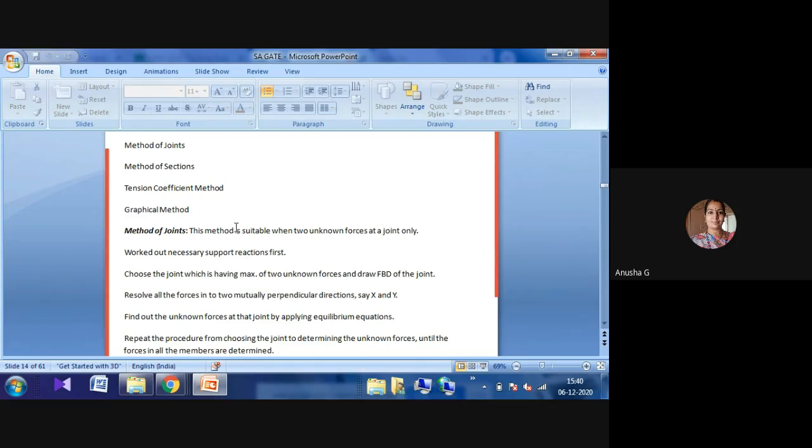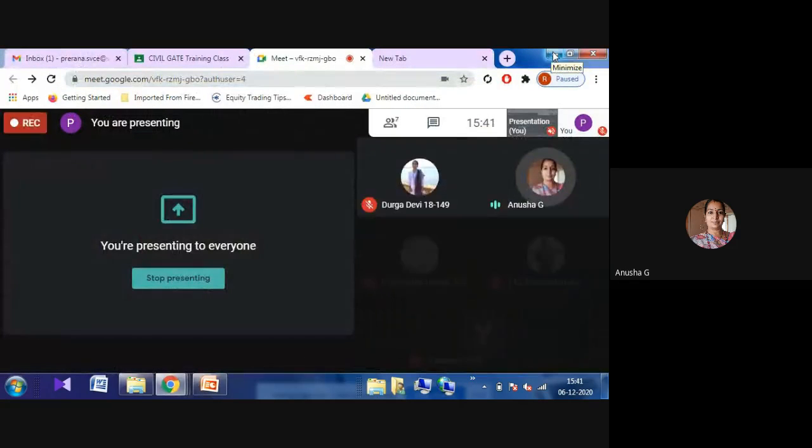Next class we will talk about arches, and then the slope deflection method, moment distribution method, and the stiffness and flexibility methods. In today's class we will see some more problems on the structural analysis we have learned here. Now we will share some problems.